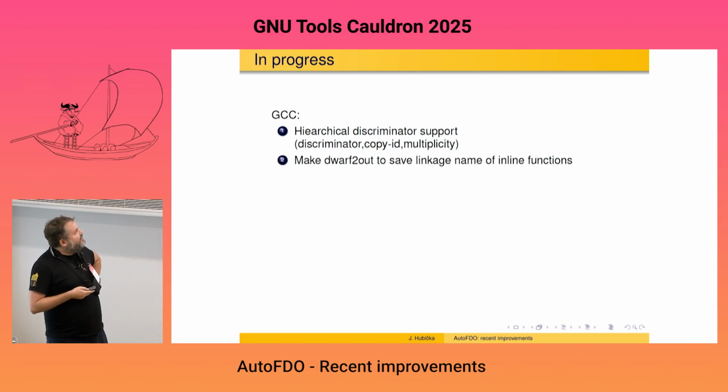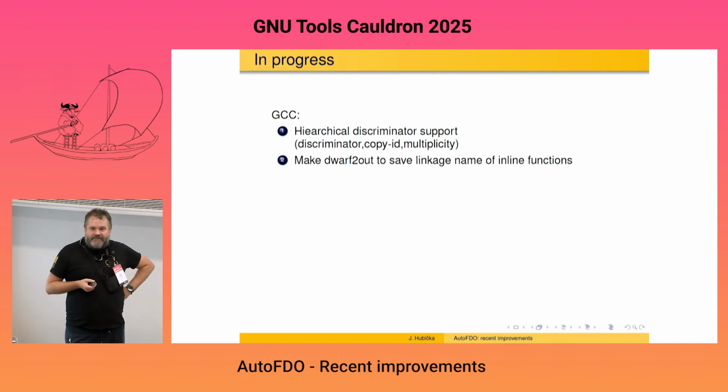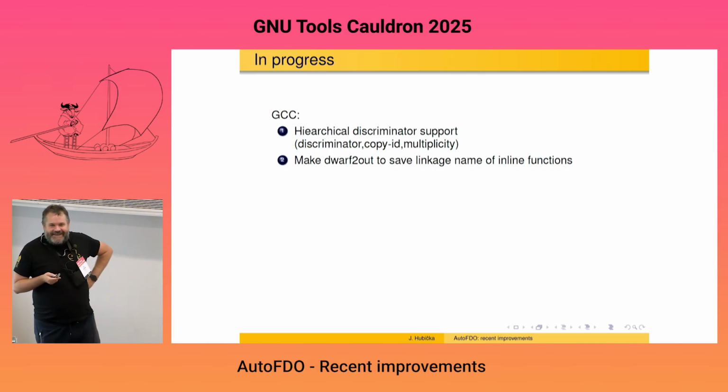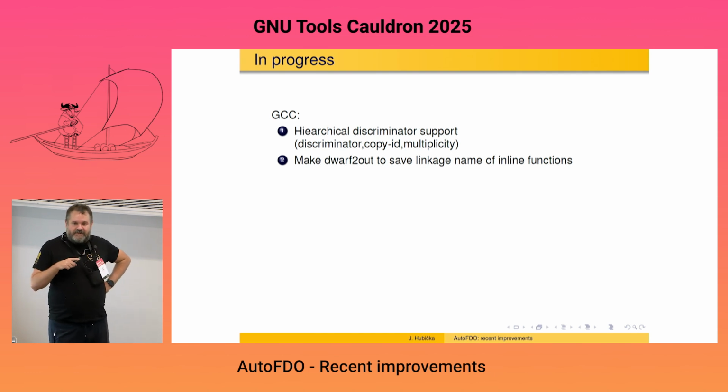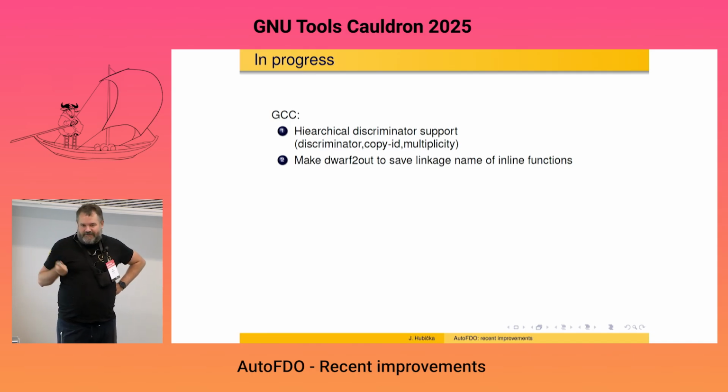The other thing is that at the moment, dwarf2out is not saving linkage names of inline functions. So inline functions get the dwarf names, which are not unique, and they are pretty ugly, so this is something which needs to be fixed. It makes dwarf slightly bigger, but not much bigger. So I want to discuss with Jakub if it is feasible to do by default. Actually, LLVM has an option, -fdebug-info-for-profiling, which is disabling some optimizations and adding discriminators. We might also have options.